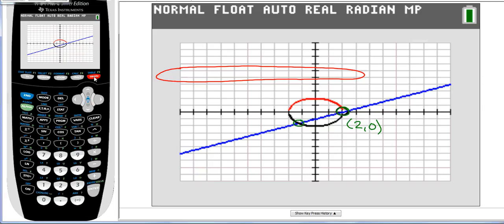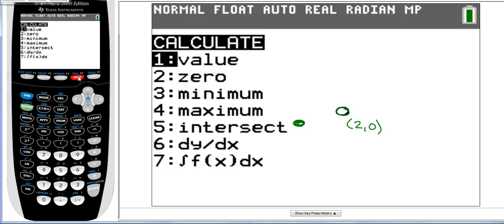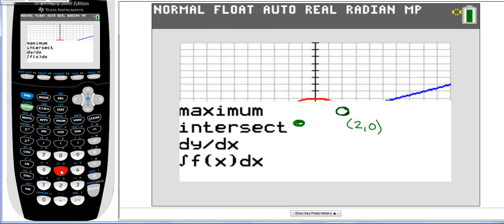Now what I want to do is see where I can find the other part. I'm looking for this solution right here. Okay, I can see that it's where the black line and the blue line intersect. So I'm going to use my calculator to help me. I'm going to go to the calculate function, which is second trace. I'm looking for an intersection point, so I'm going to choose number 5.